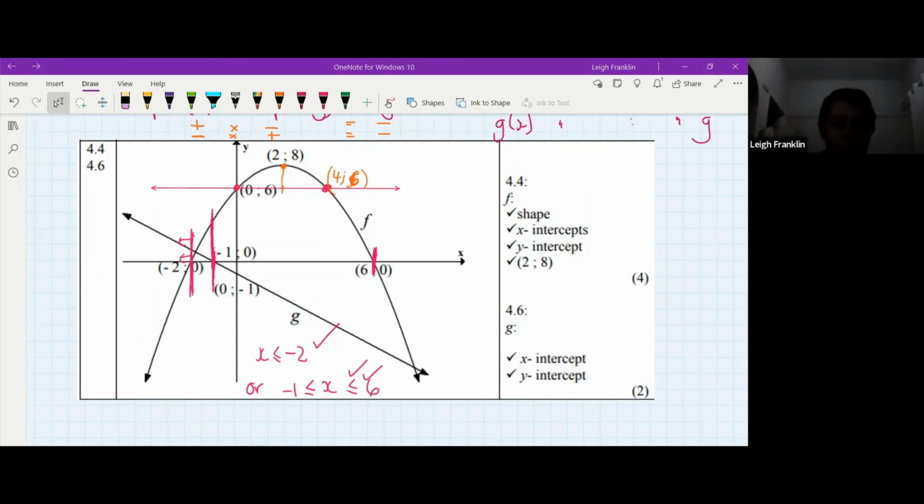Is this okay, guys? You sure? Okay. Yeah, please do ask if you don't understand. There's absolutely no issue with that at all.